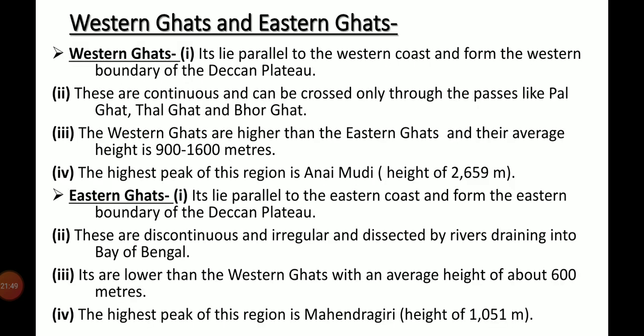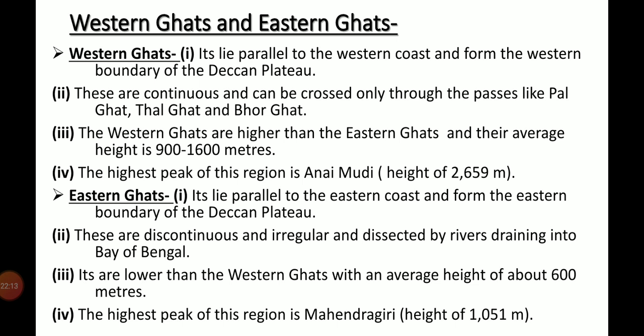Now let us discuss the difference between the Western Ghat mountain range and the Eastern Ghat mountain range. Number 1. The Western Ghat mountain range lies parallel to the western coast and forms the western boundary of the Deccan Plateau. Eastern Ghats lie parallel to the eastern coast and form the eastern boundary of the Deccan Plateau.